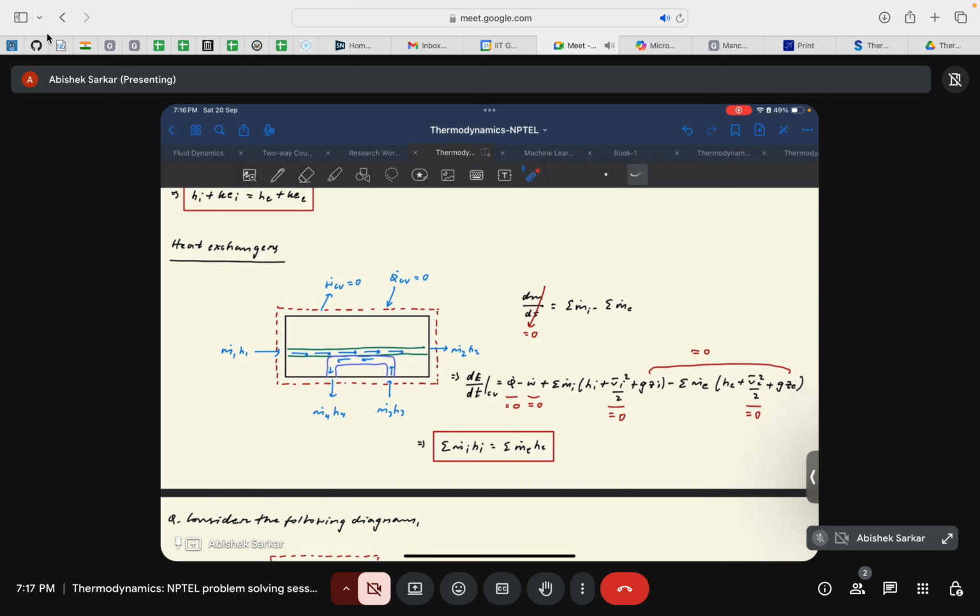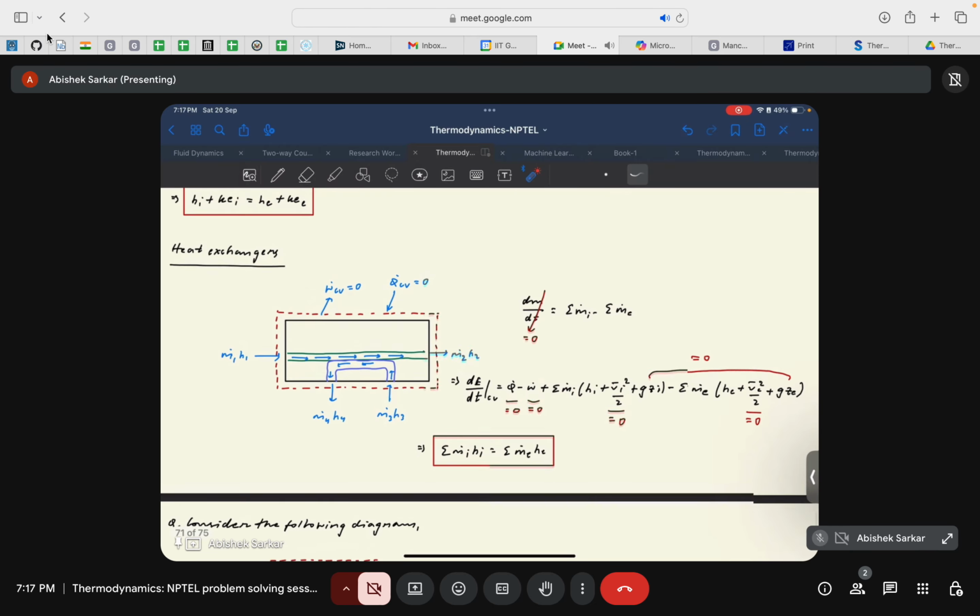There are different configurations of heat exchangers. This is one example of counterflow, where the fluids flow against each other. There might be scenarios where the fluids flow parallel to each other. So there are different configurations and ways by which heat exchangers can be designed or made, but that's the very principle of heat exchangers.